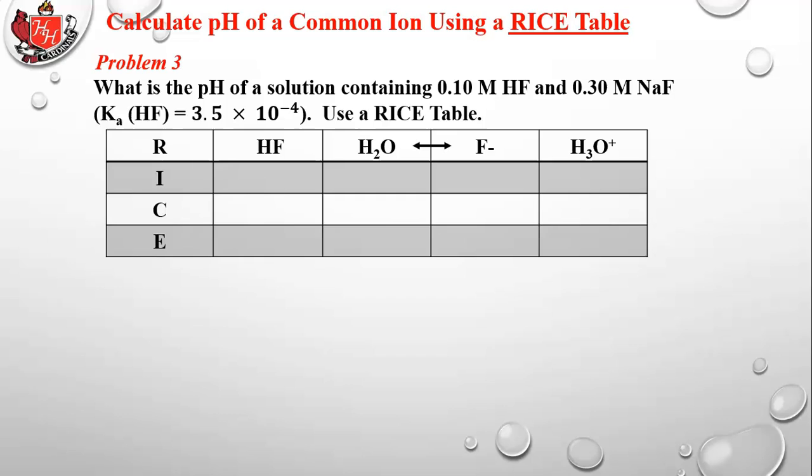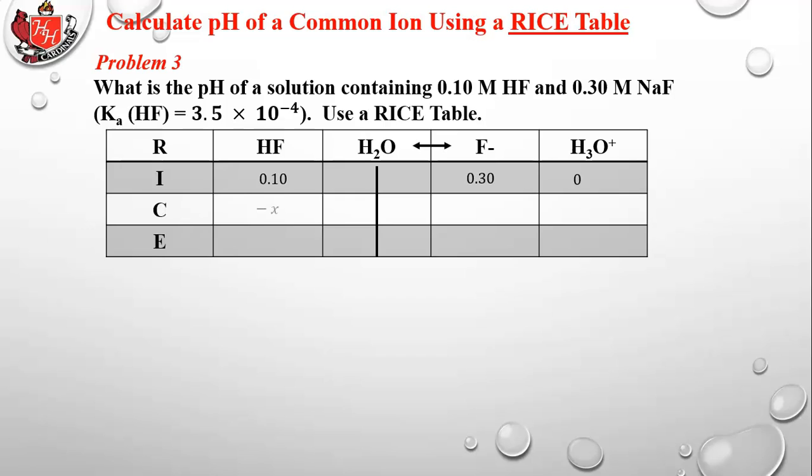So now we can go ahead and fill in our RICE table. Right there, hydrofluoric acid is 0.1. You don't include water. The fluoride ion, it says up there, is 0.3. The sodium fluoride was 0.3, so that means the fluoride ion concentration is going to be 0.3. And the hydronium ion is going to be 0 at the beginning.